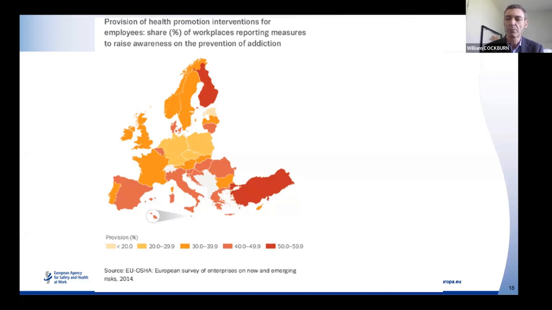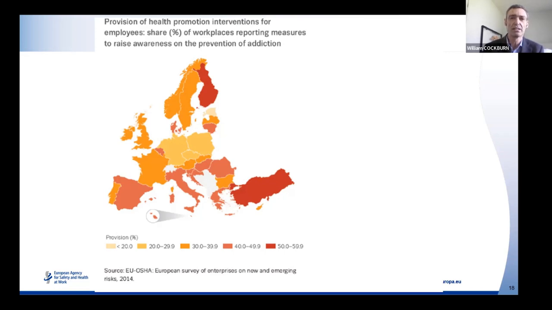It ranges from 58% of enterprises in Finland to 21% in Estonia. So big variations across Europe. Larger enterprises are much more likely to have these interventions in place. And also those enterprises that are in education, in health, or the social care services. So quite different from one area to another.